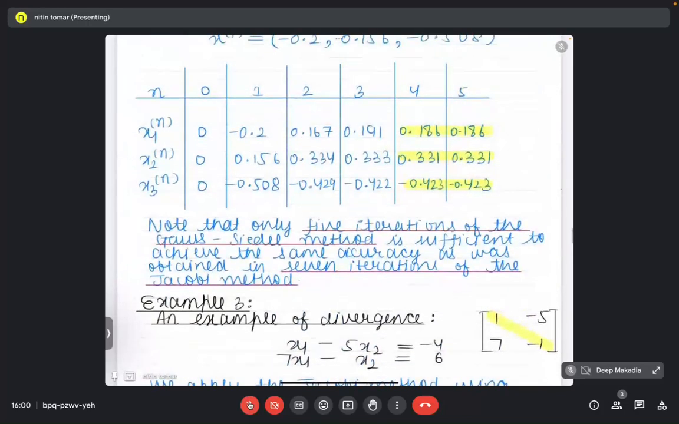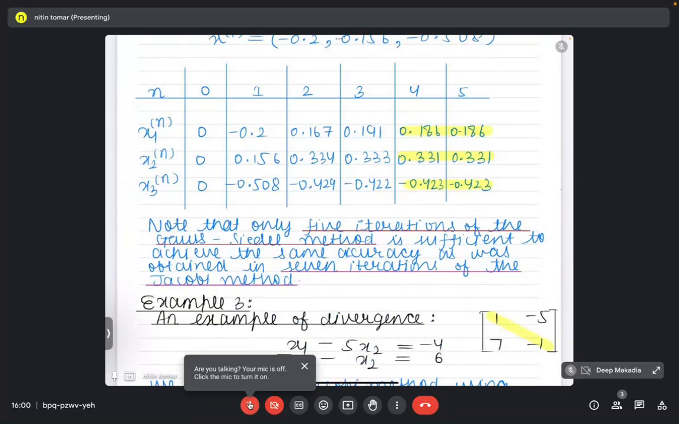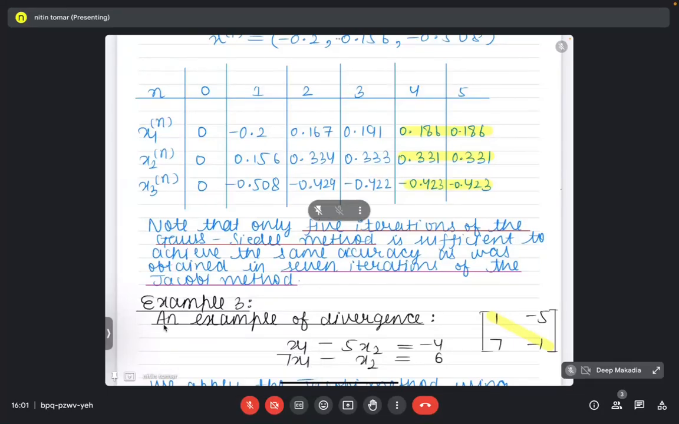Both methods you see, and also the original solution. The original solution is easy to see. It is 1, 1. Am I correct? So you apply the Jacobi method as well as the Gauss-Seidel method. The original solution you can see is 1 comma 1. Am I correct?